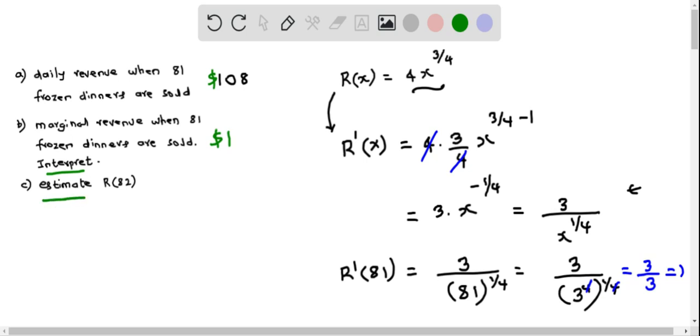Now, using this, we can determine part C, that is, estimate R of 82. So we already interpreted from part B that marginal revenue gives us the revenue when one additional item is sold. So we can say that R of 82 is basically the revenue obtained when the 82nd item is sold. So this is approximately equal to R prime of 81, and therefore this equals $1. So therefore R of 82 is approximately $1.